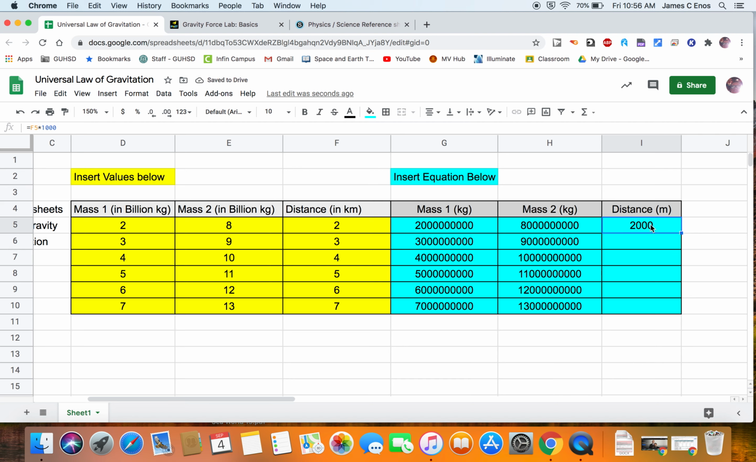So I now want to get this to go to all the cells. I'm going to hover my cursor over this bottom right-hand corner and drag down to all the cells, giving me 2,000, 3,000, 4,000, 5,000, 6,000, and 7,000 meters.